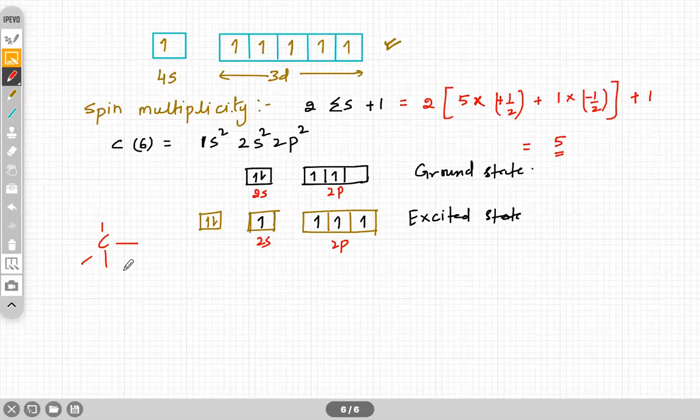Its transition is not according to your choice or our choice, right? From one shell to another shell, transition is difficult. First of all, it requires high energy. The number of unpaired electrons, with that only we'll find out with this particular formula, spin multiplicity.